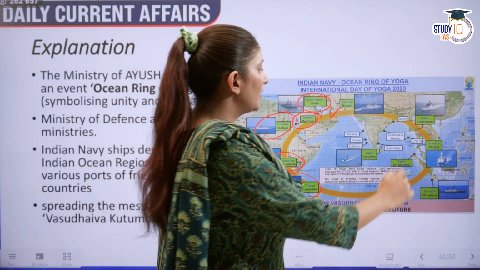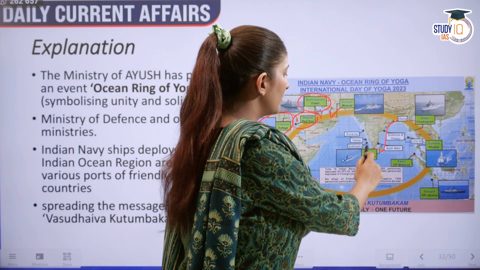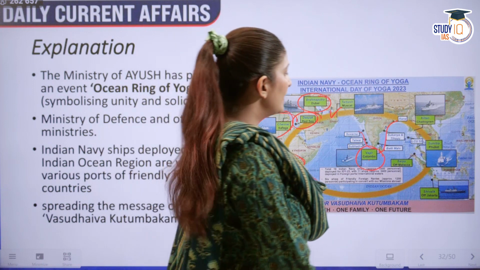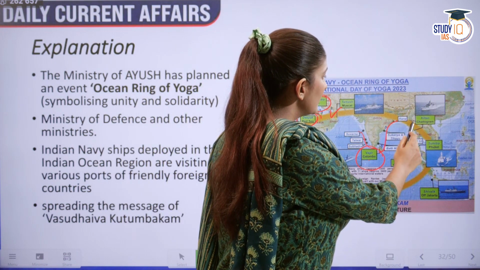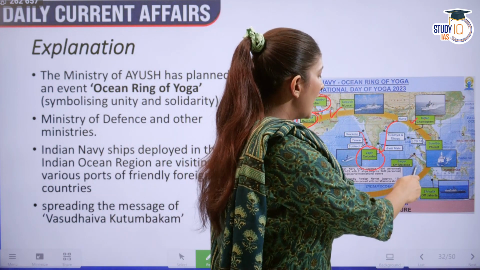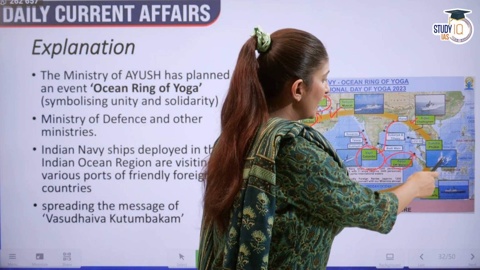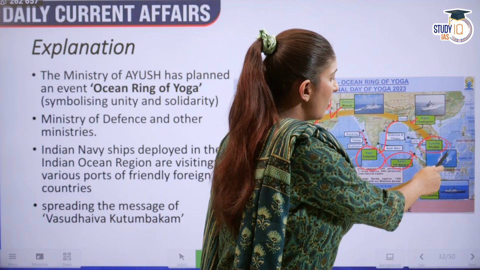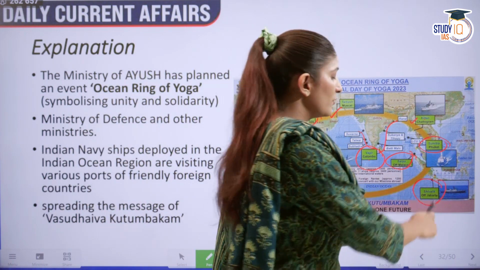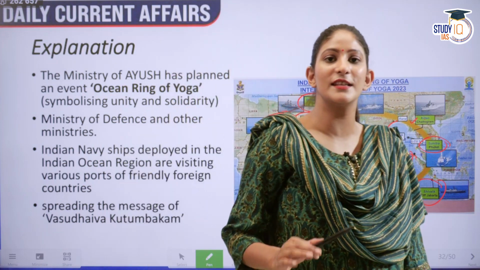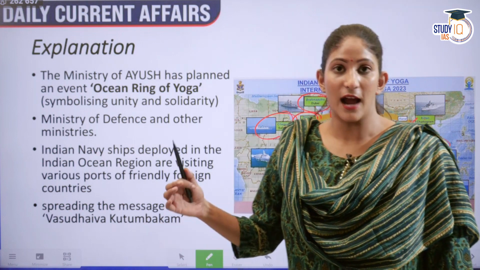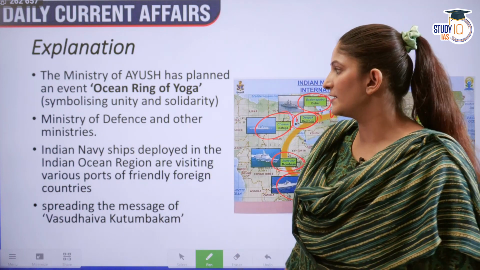Then we have other very important INS ships over here. INS Vagir will go to Colombo. INS Kiltan is going to Chattogram. Alright. INS Saryu to Malacca. INS Sumitra to Phuket, Thailand. INS Shivalik to Indonesia's Jakarta. So this is the Ocean Ring of Yoga that the Ministry of Ayush and Ministry of Defence are building with the help of our INS ships.